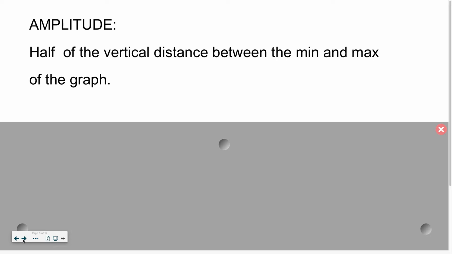Now on to some other stuff. Amplitudes. Amplitude is a word we're going to say a lot next week, and it's important that you understand what an amplitude is. Amplitude is defined as half the distance, half the vertical distance, between the min and max.